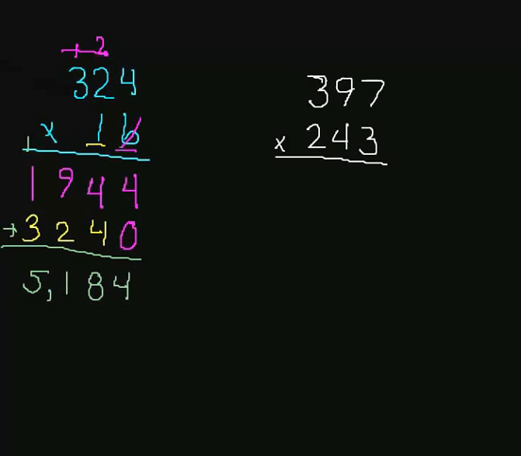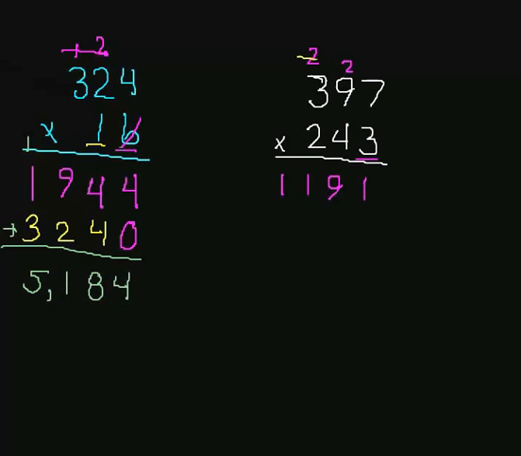So we're going to multiply everything on the top by the ones place. 7 times 3 is 21. Carry the 2 to the tens place. 9 times 3 is 27. Add the 2 is going to make it 29. Carry the 2 to the hundreds place. 3 times 3 is 9, plus 2 is 11. So we're going to put the 1 down in the hundreds place and carry the 1 over to the thousands place. Alright, so now we're done with everything in the ones place.